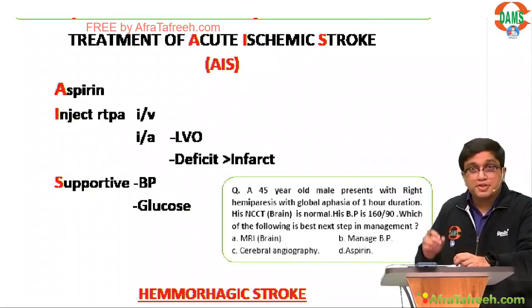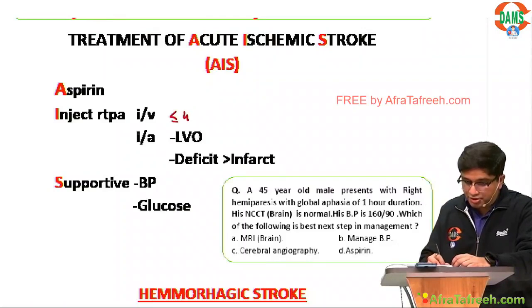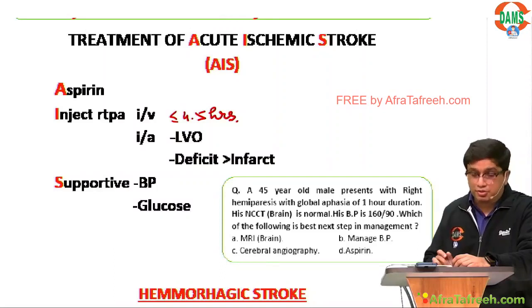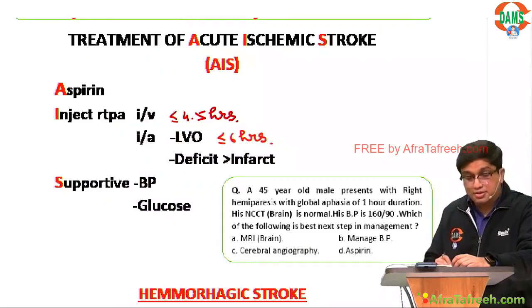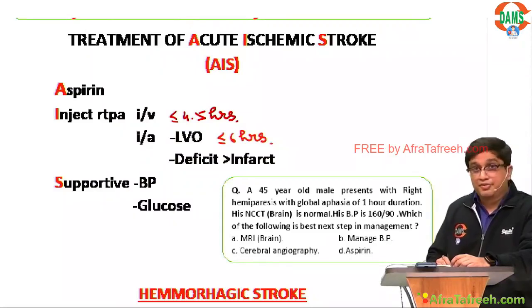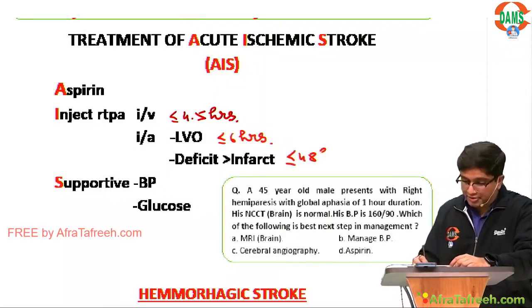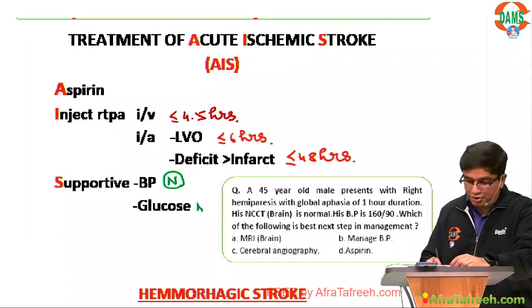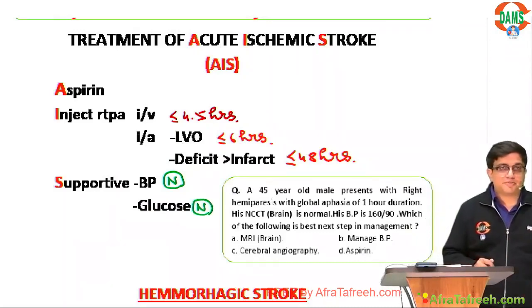You have to give the patient IV recombinant TPA, intravenous, if the patient has presented to you within 4.5 hours of the onset. If your patient is having a large vessel occlusion, intra-arterial can be given up till 6 hours. But if the deficit is big and the infarct size is still small after thrombolysis, you can give it up till 48 hours. The BP ideally should be on the normal side and the blood glucose should also be normal in the patient. It should not exceed 200, or BP should not be very, very high in ischemic stroke.